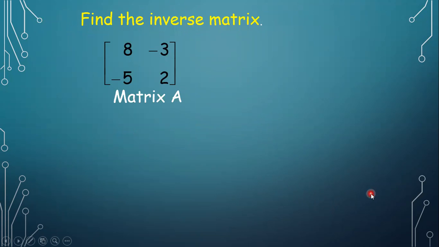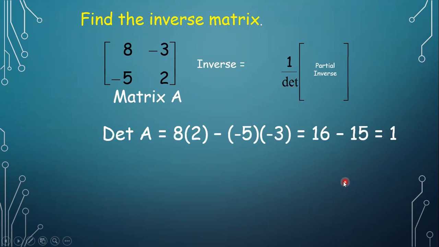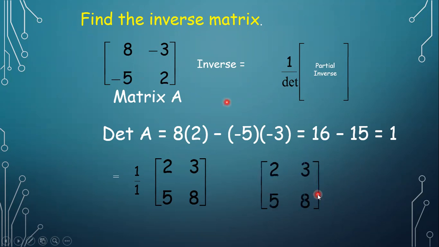If we are asked to find the inverse of this matrix, we still follow the same steps. You can see we get 1 over the determinant multiplied by the partial inverse, and the determinant is got by multiplying this minus this, which will give us 1. And then finally we can go ahead and find the inverse, but still we have to exchange this and also change the signs for this, having our answer as this one. So this is how we find the inverse of any 2 by 2 matrix.